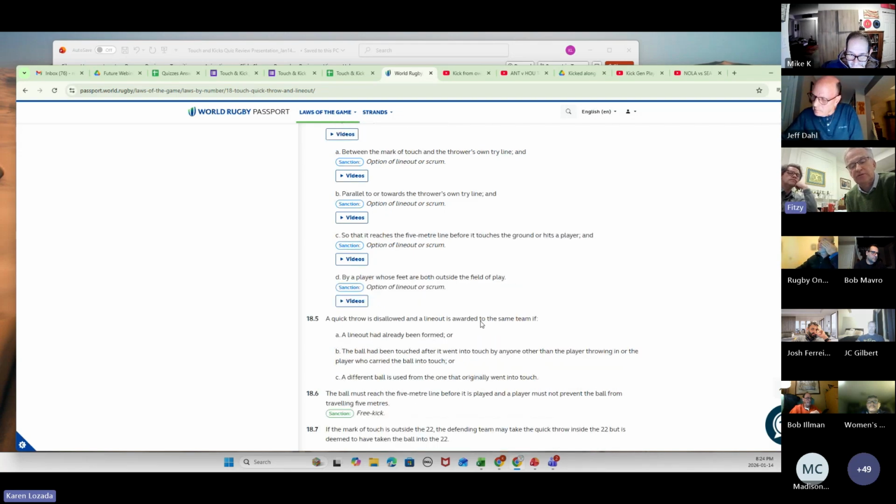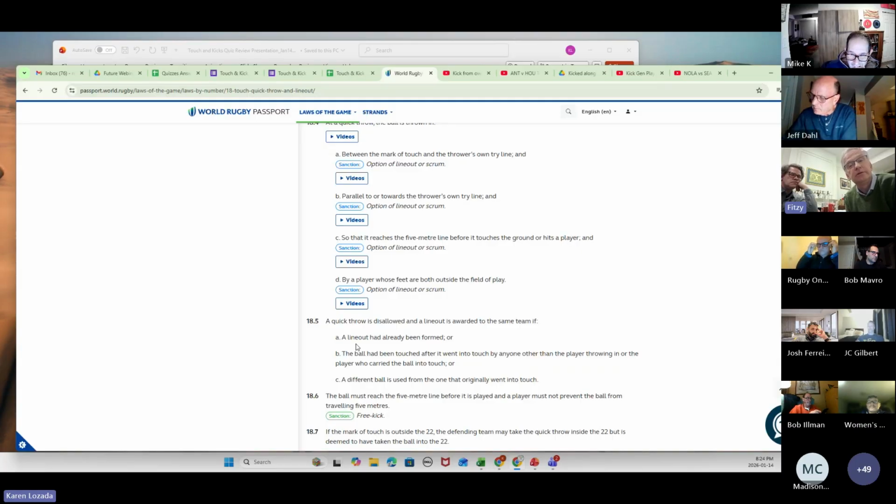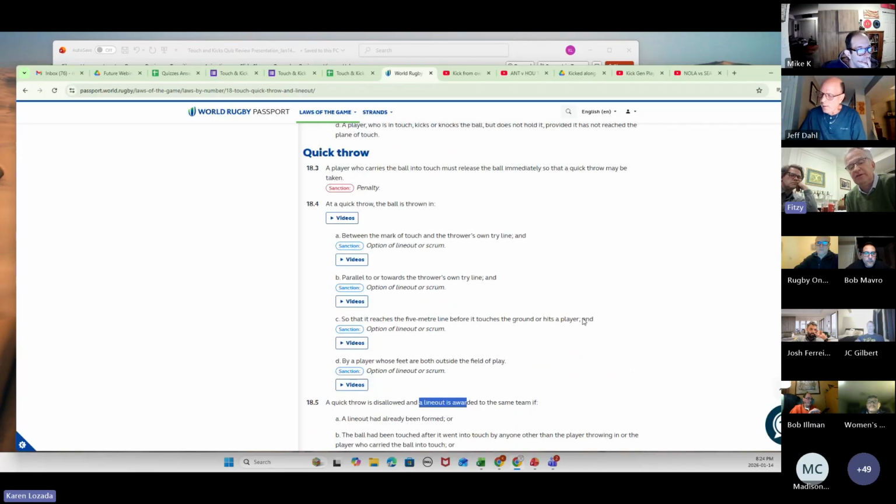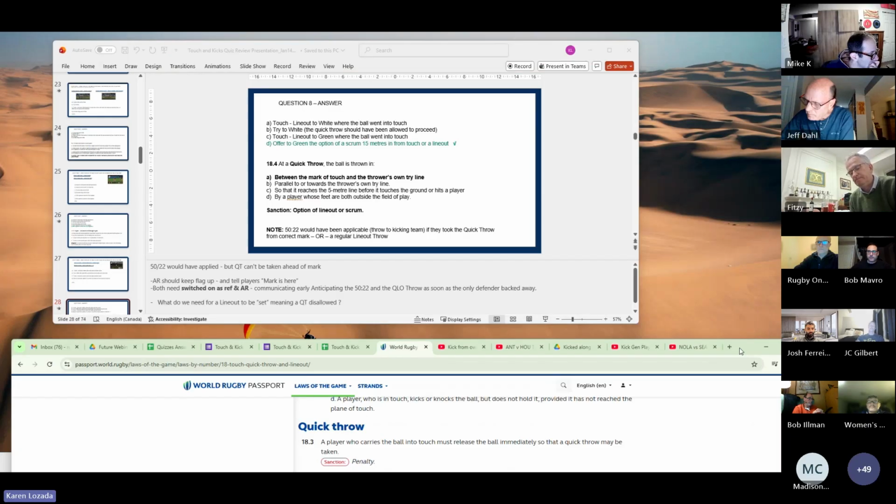So if you try to take a quick throw, for example, and the line out has already been formed, the referee will disallow that quick throw, but still give the throw into the line out to the same team. Right. And they're all there. So 5A, 5B, 5C, they're all there. You can look at those. Yeah. If you committed an action on the 4A to D, then the referee should give the option to the other team of the line out or the scrum. So we just need to know it. We just need to know what those differences are and to be alive to them when they happen on the field. Right.